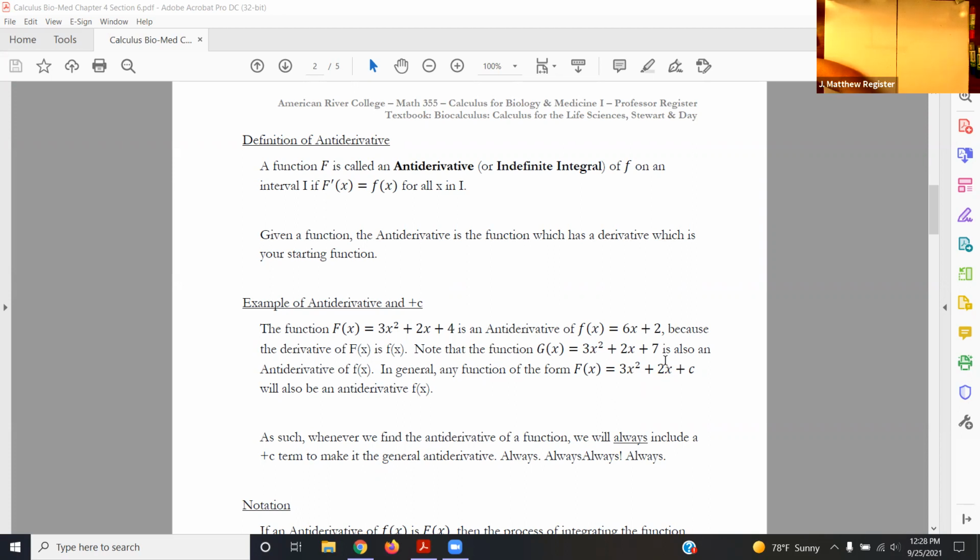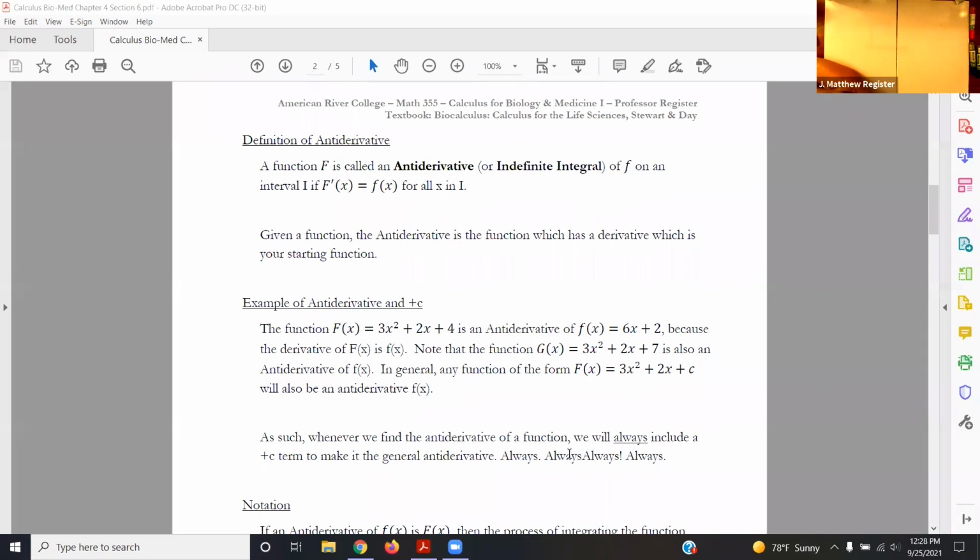This c could be any number. And so c could be 7, it could be negative 1 million, it could be pi. It does not matter. If we took the derivative of this, we would get 6x plus 2. And so anything of this format would be considered an antiderivative.